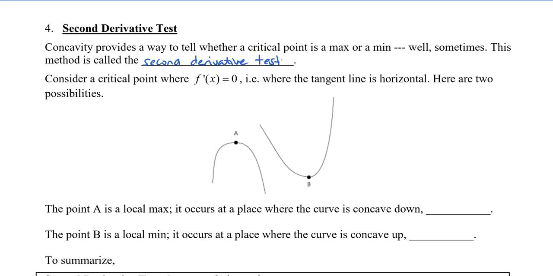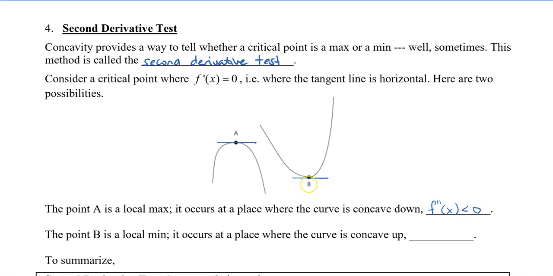Now, consider a critical point where the first derivative is equal to 0. So this is where the tangent line is going to be horizontal. So here's two possibilities. One at point A on this graph, and one at point B in the second graph. So the point A, we can see, is a local max. It occurs at a place where the curve is concave down. So that means our second derivative is less than 0.